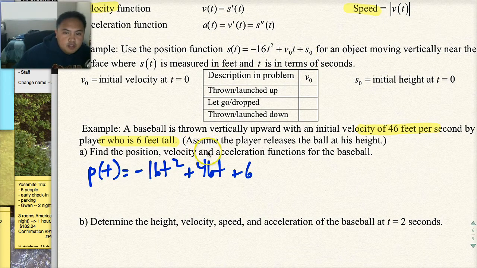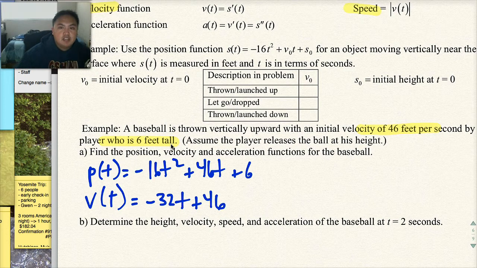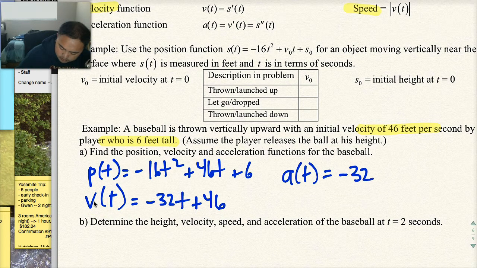Next, the question says, what's the velocity function? So to take the velocity, I need to take the derivative of position. So velocity, if I take my derivative, will be negative 32t, okay, because it's negative 16 times 2, plus 46. That's my velocity function. And the last thing is acceleration. Again, acceleration is the derivative of velocity. So acceleration is going to be negative 32. And there are all three of my functions.